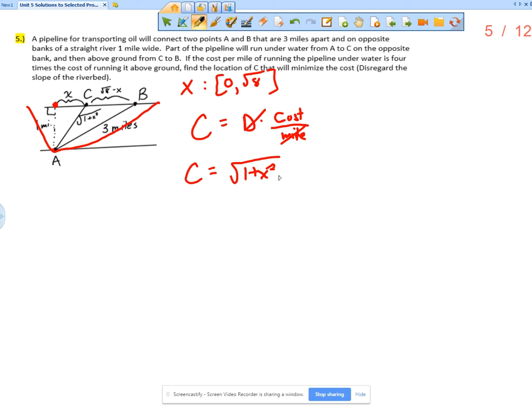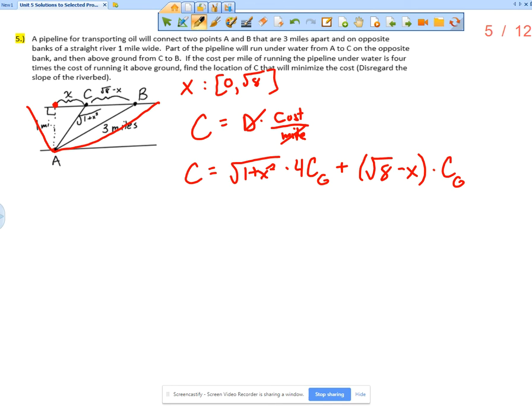The square root of 1 plus x squared is the distance underwater, times the cost per mile. It says the cost per mile of running pipeline underwater is 4 times the cost of running it above ground. So I'm just going to write 4 C sub G, where C sub G is the cost of going over ground. Then I'm going to add the distance over land. Once I get from A to C, wherever C happens to be, I have to travel root 8 minus x. So root 8 minus x is the distance over land, multiplied by the cost of going over land, which is just C sub G.